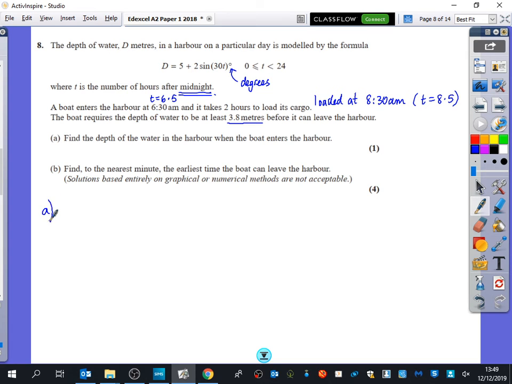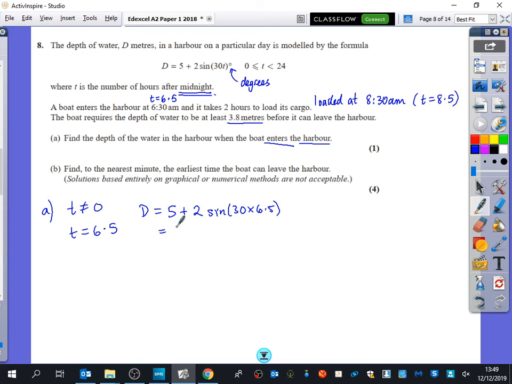The 1 mark question says find the depth of the water in the harbour when the boat enters the harbour. It doesn't say at the beginning of the model, so we're not talking about t being equal to 0 here. We're actually just talking about when t is equal to 6.5. So the depth is 5 plus 2 sine of 30 times 6.5. You must make sure that your calculator is in degrees here.